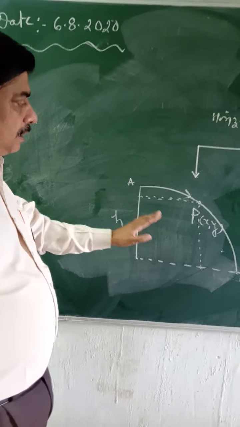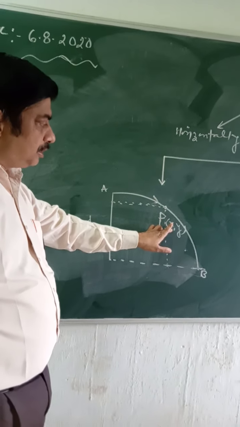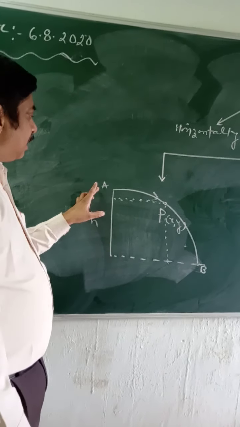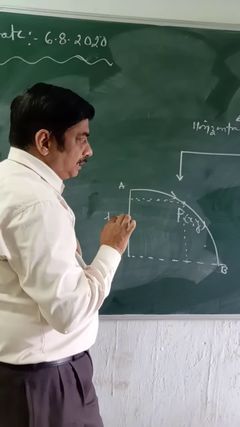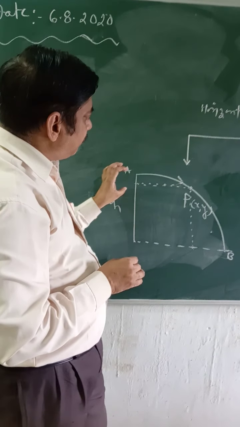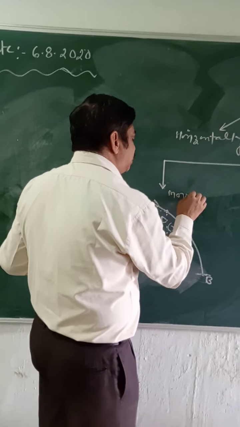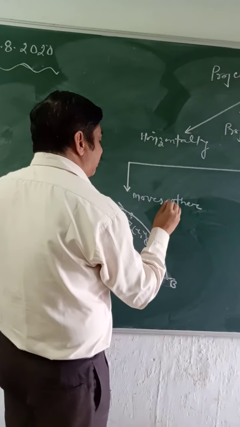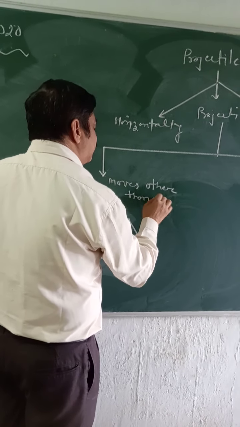Now here, during the motion, the object changes its position with respect to the x-axis as well as the y-axis. That's why it is considered a motion in a plane, and it is known as projectile motion. So here, the object moves other than vertical.